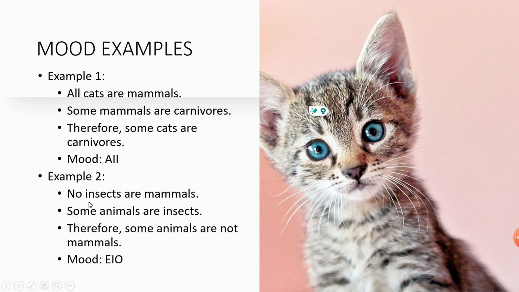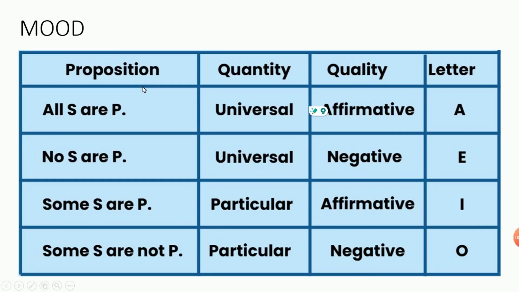And here you can say based on that also. Next is "no", so obviously that is E. Next is "some", that is I. See here, "are not", therefore O. That's how we have to solve these questions. If there are such questions, we have to solve them in such a manner. I hope everyone understood what mood is.